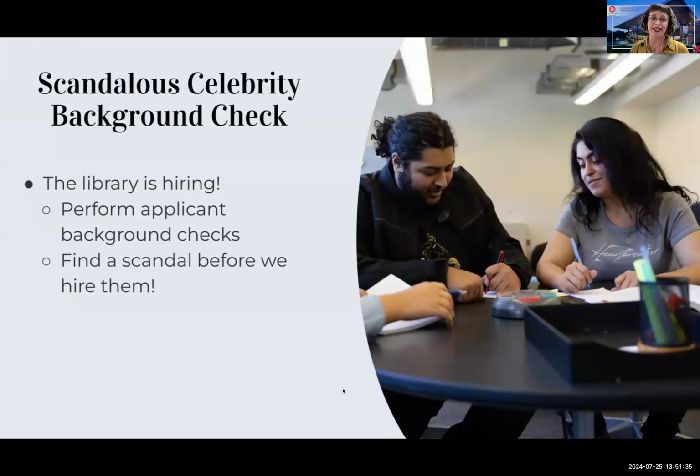All right, so the premise for the scandalous celebrity background check is that the library is hiring and the students are acting as our hiring committee. They need to do a background check for our applicants.